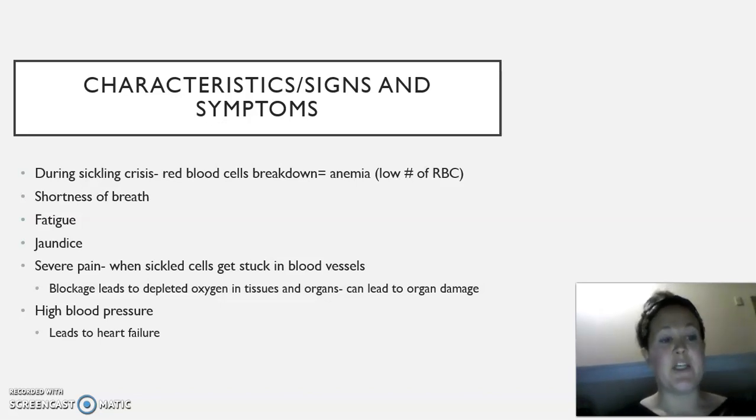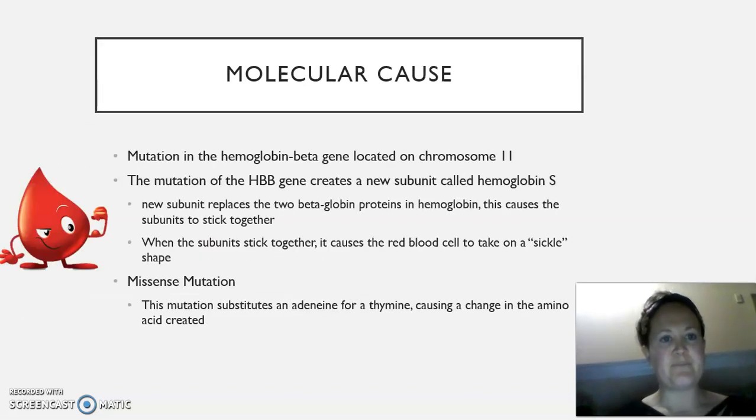You can also have severe pain associated with this, and this happens mostly when, if you remember back to that diagram I showed you earlier, those sickle cells get stuck in the red blood vessels. When this happens, it delays the oxygen being delivered to the tissues and organs, and then this can eventually lead to organ damage. And then usually with sickle cell disease, the person will have high blood pressure, mostly because of these blockages that happen, and this ultimately can lead to heart failure.